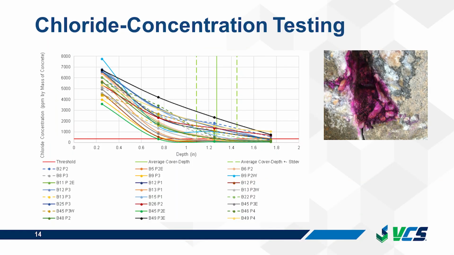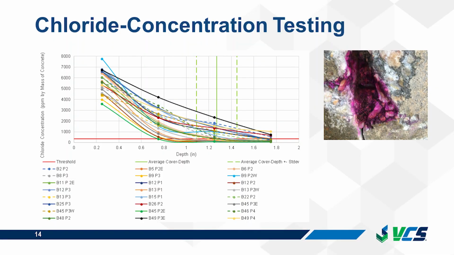This plot shows the results of chloride concentration testing. The horizontal red line is the corrosion initiation threshold of 350 parts per million by mass of concrete. The solid vertical green line is the cover depth determined by GPR, and the dashed lines are cover depth plus or minus 1 standard deviation.